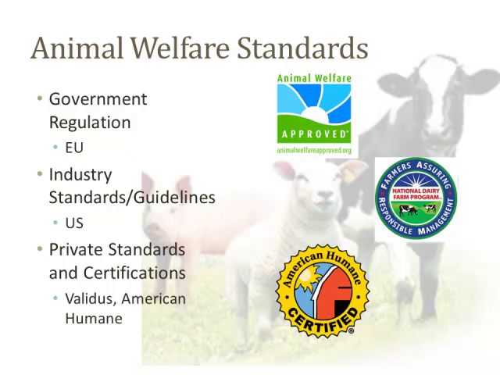So the development of animal welfare standards is not new. We currently have three types of standards around the globe. We have the government standards, like we have in the EU. We have industry standards, like we have here in the US. And then we also have private standards and certifications that companies offer, that come with those logos that you see on products. So, for example, Validus and American.